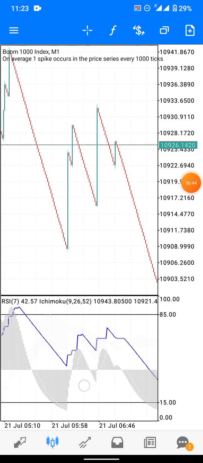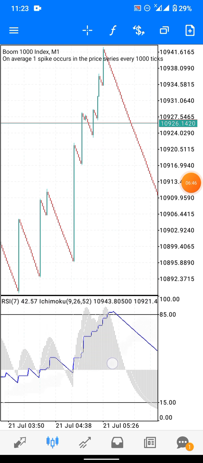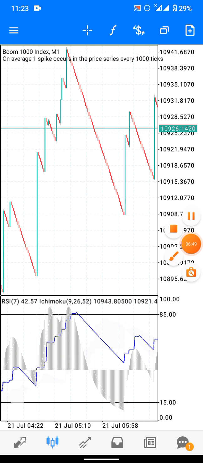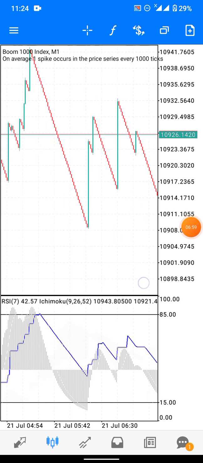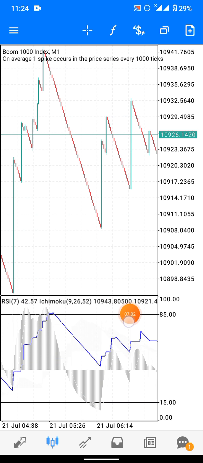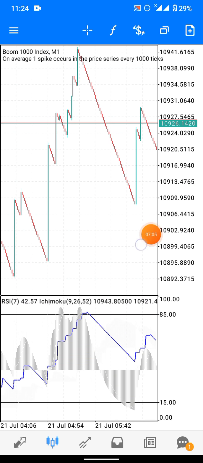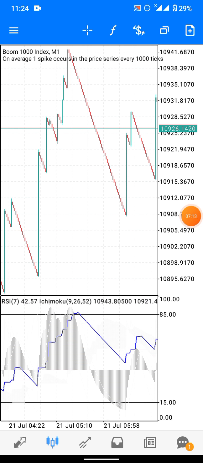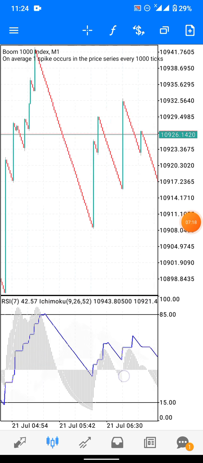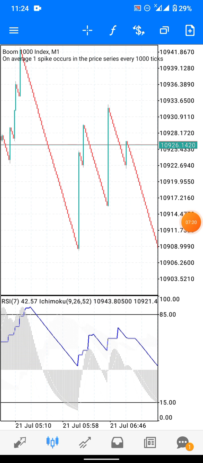Let me give an instance. At this point in time, the MACD has already crossed the level 15. But as we are seeing here, the Ichimoku has not crossed the 15, so we need to be patient. Don't just take the trade when the MACD has touched level 15. No. We have to consider the MACD first. When it has crossed the level 15, you can now consider checking the Ichimoku. If it has crossed level 15, then we take our buy.